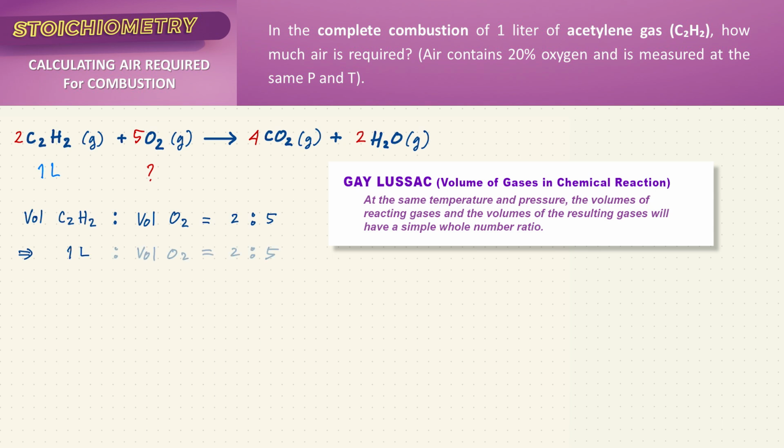Since the volume of C₂H₂ is 1 liter, the volume of O₂ is 5 divided by 2 and multiplied by 1 liter, resulting in 2.5 liters. Now, here we must be careful. This calculated value of 2.5 liters is the volume of O₂, not the volume of air being asked in the problem.